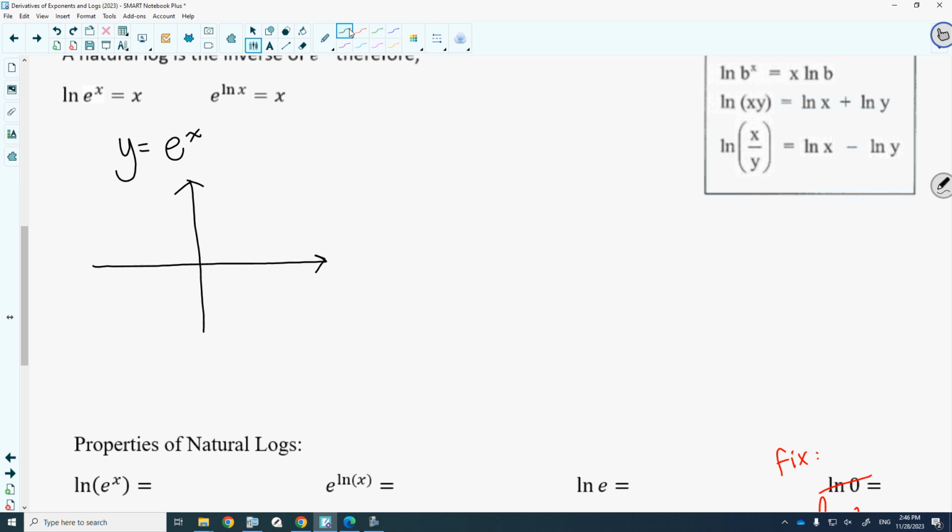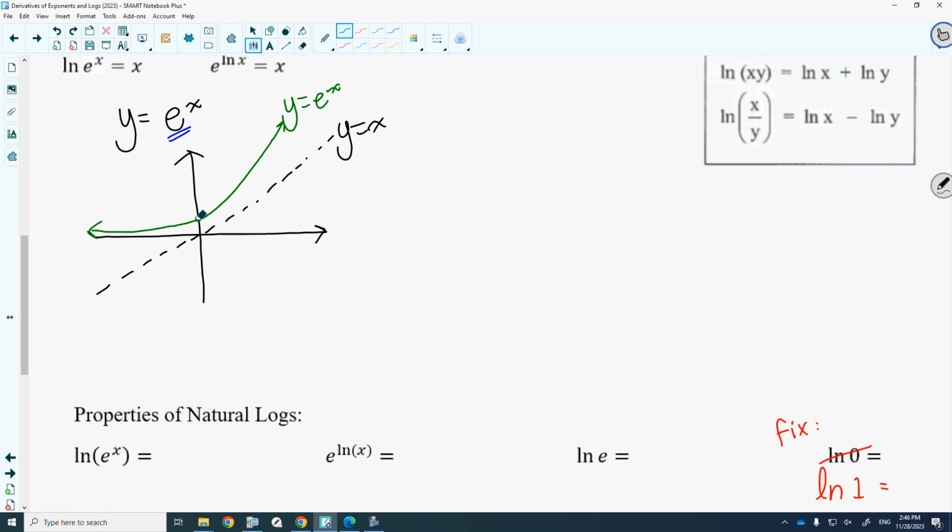That's an exponential graph. The base is 2.71, so it's greater than 1. It's a growth graph. This would be the graph of y is equal to e to the x. Then, if I want you to graph the inverse of it, we're reflecting in the line y is equal to x. So that's the line y is equal to x. This point here, 0, 1, becomes 1, 0. It goes here.